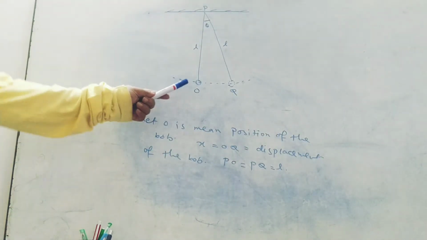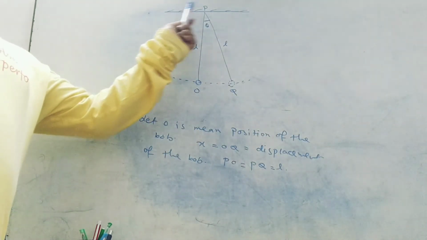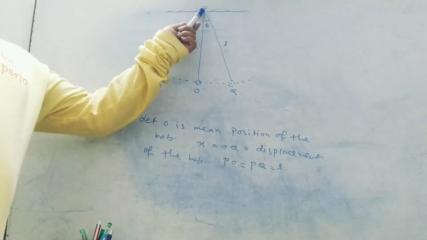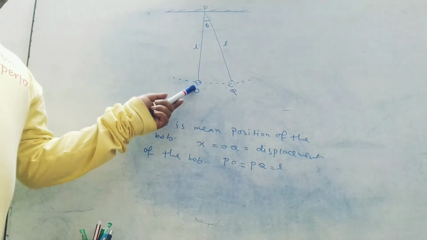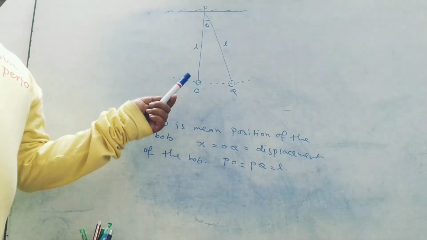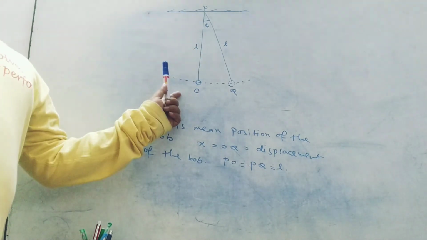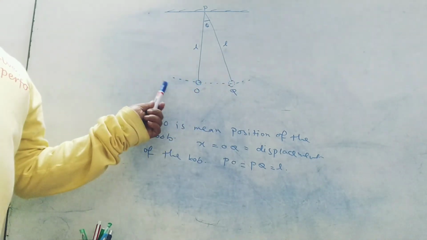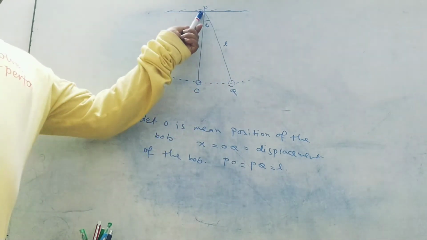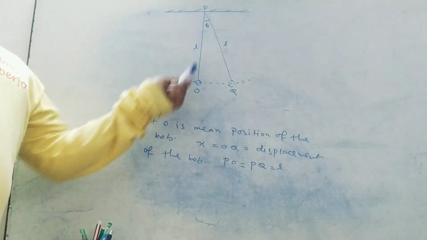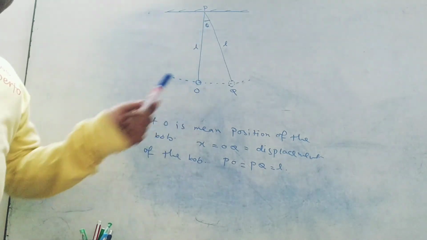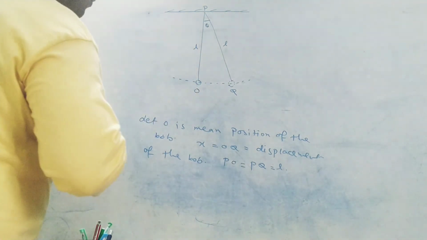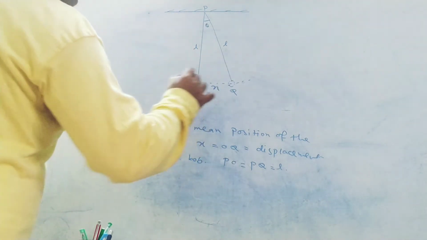Let a bob be suspended from a strong, rigid support. P is the point of suspension and O is the mean position. If the angular displacement of the bob is very small, then this bob executes S.H.M. L is the effective length of this pendulum. OQ is the displacement of the bob at any instant.